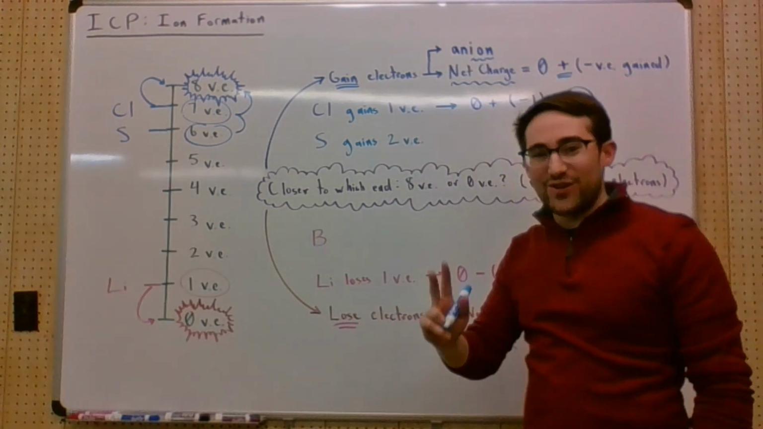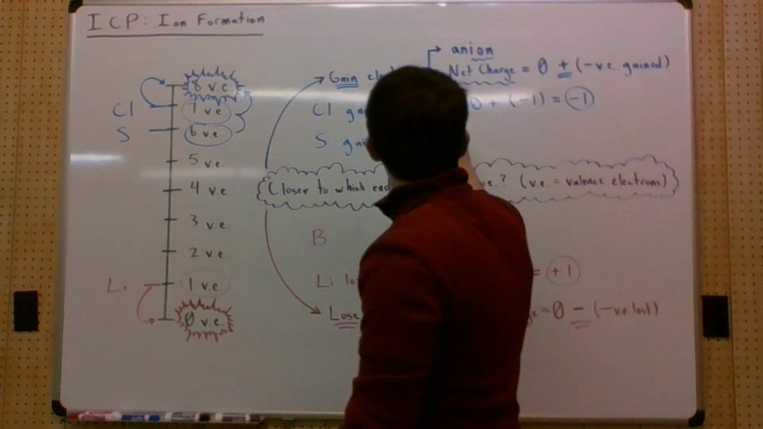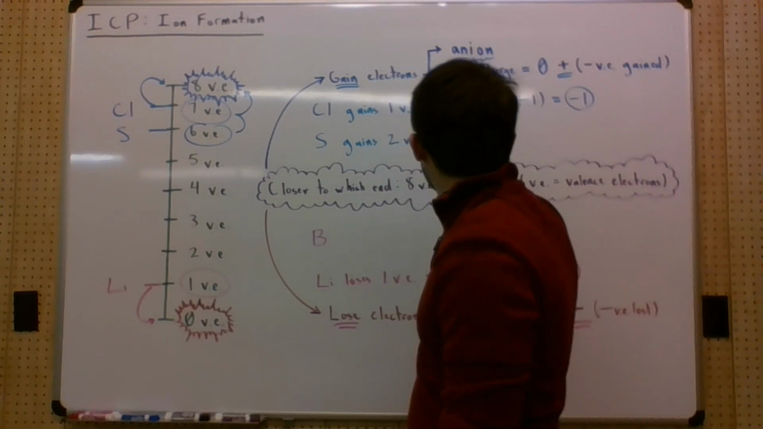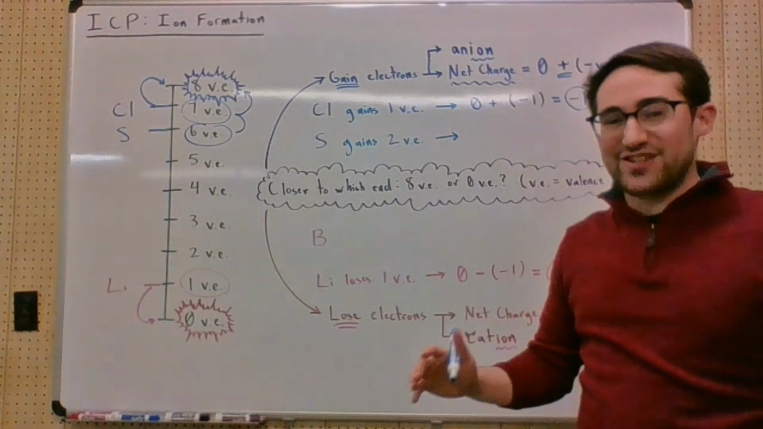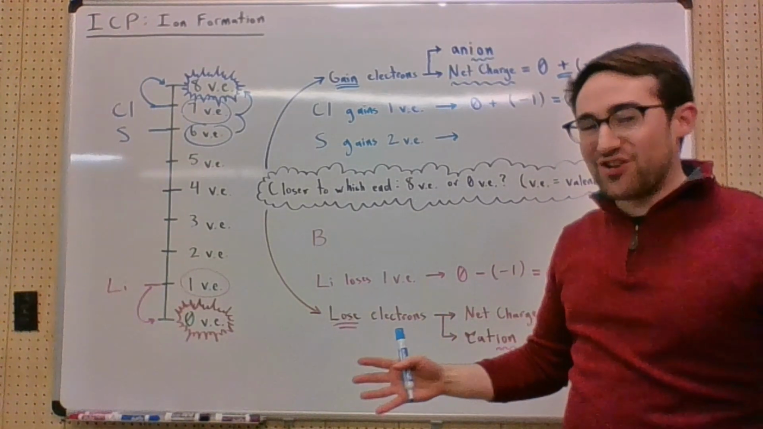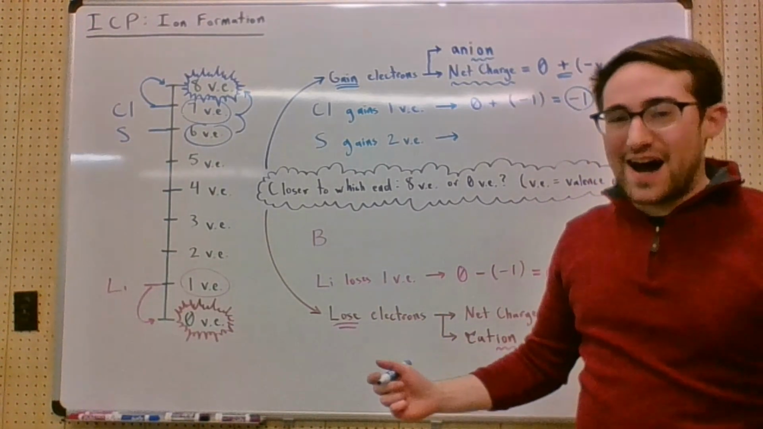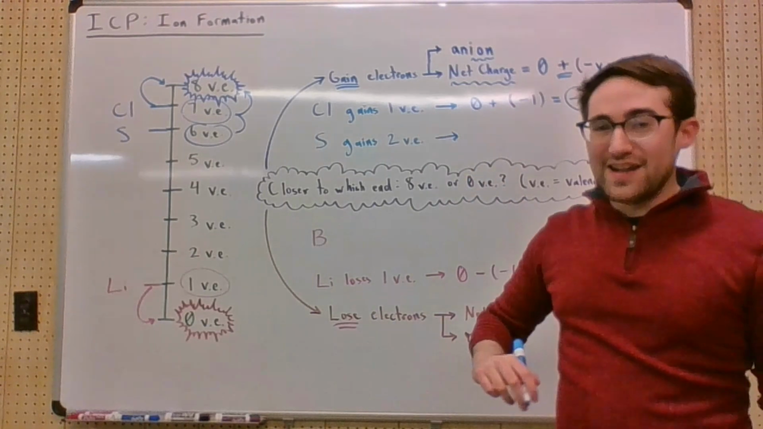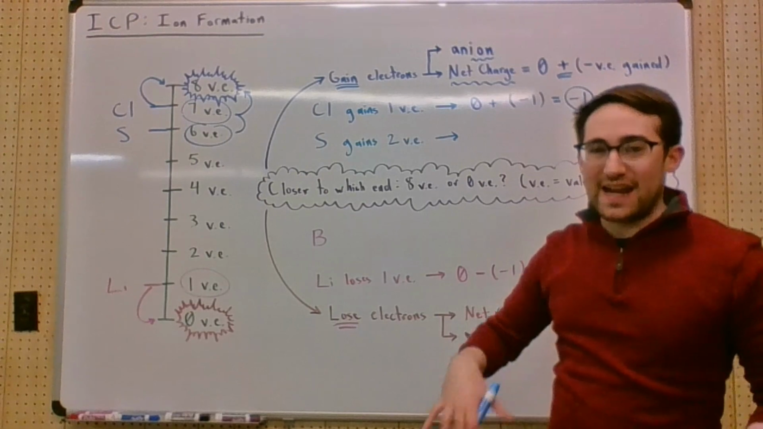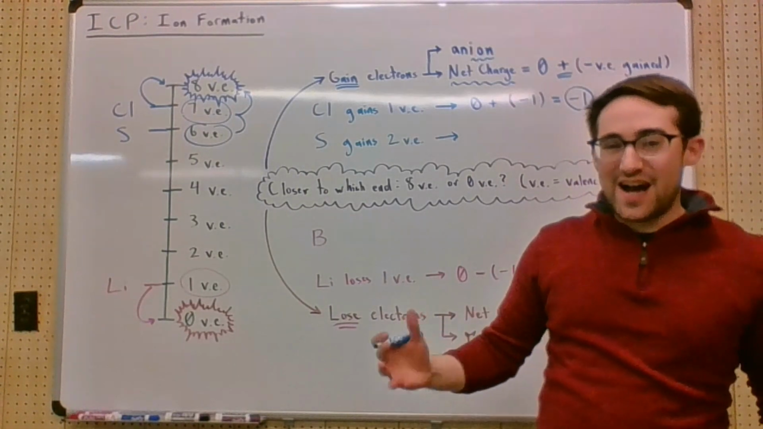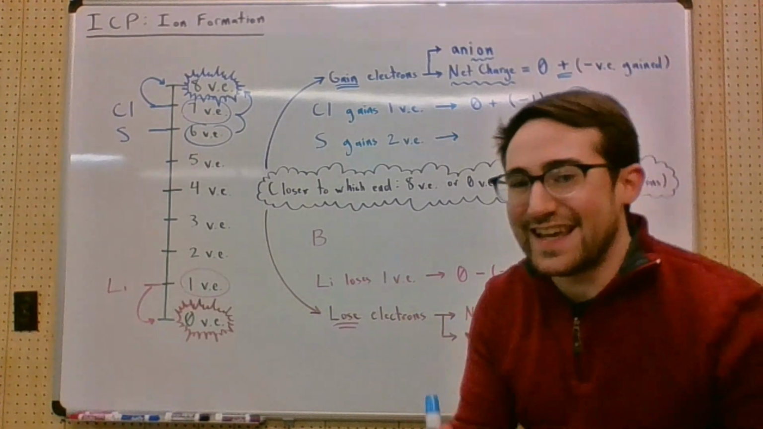Sulfur gains 2 valence electrons. When it gains those 2 valence electrons, its net charge changes. It becomes charged as an atom, and again, we call that an ion. Since it is gaining negatively charged electrons, it's going to become negative. We call that an anion. And how negative it becomes depends on how many electrons it takes in.